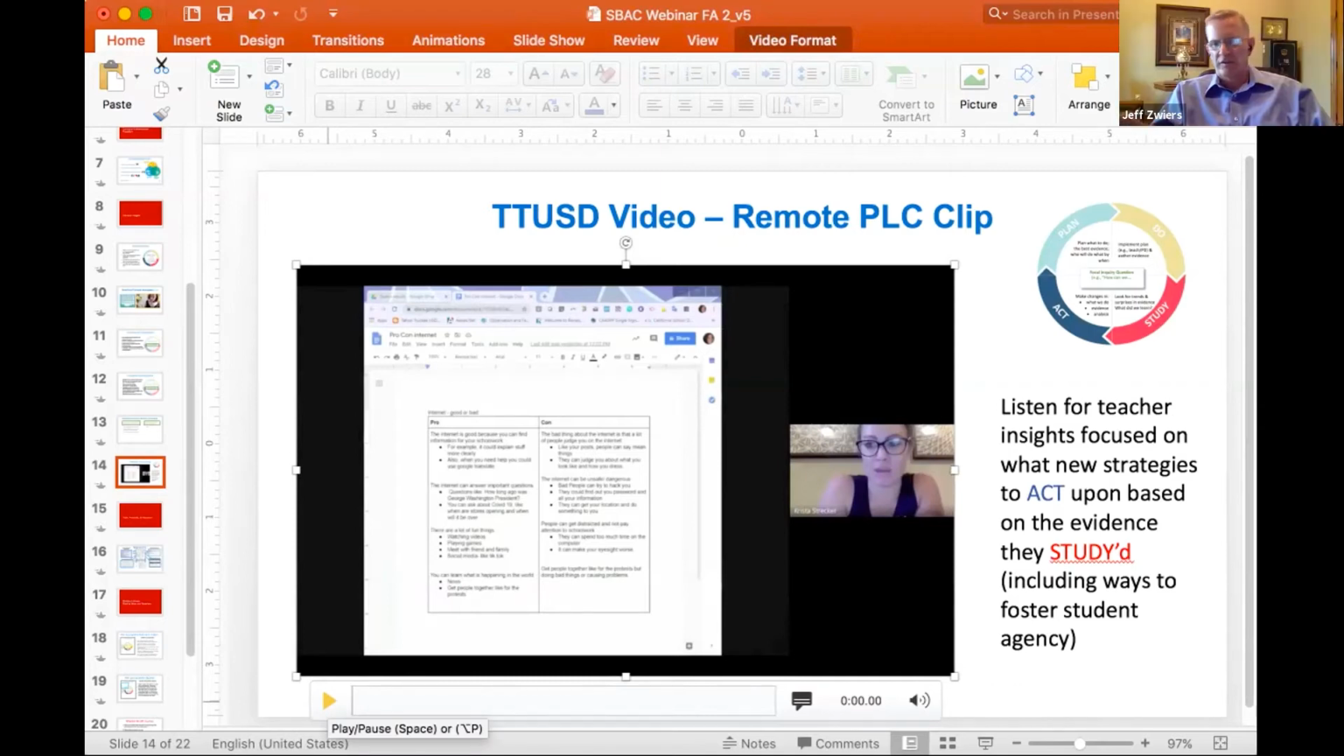So I'll just show the clip really quickly, and all of you out there can look for different insights on how they were acting upon what they were studying, highlighting the two bottom pieces of the circle up there. You can also keep an ear and eye out for ways they were fostering student agency. Thinking about if we continue in distance learning longer, how can we apply these same ideas to a distance situation?